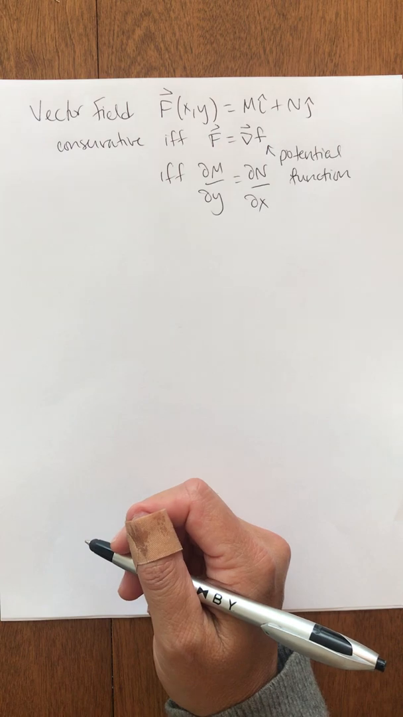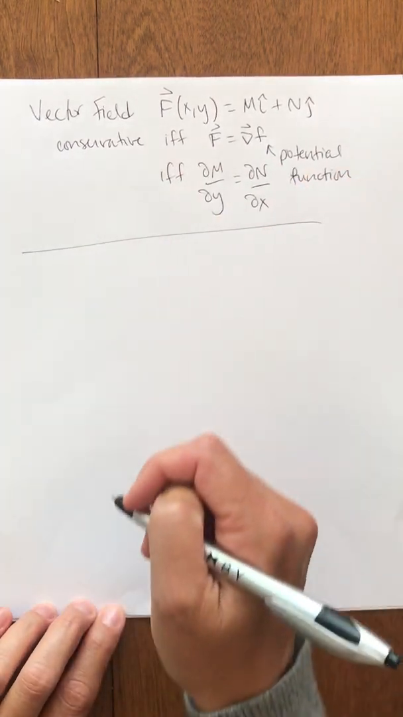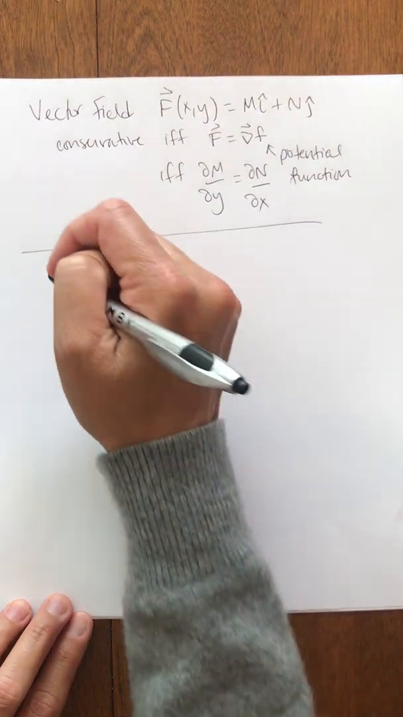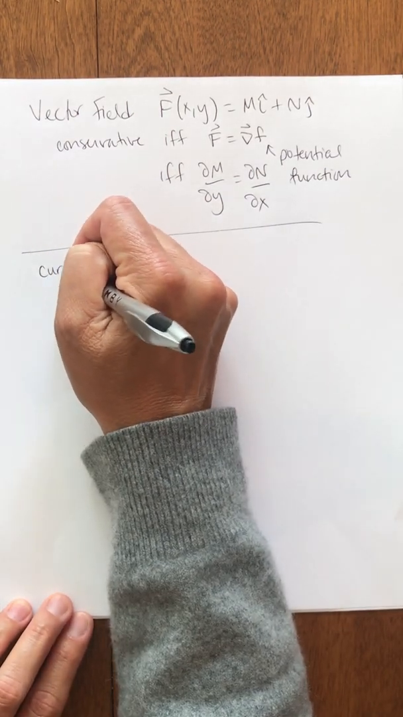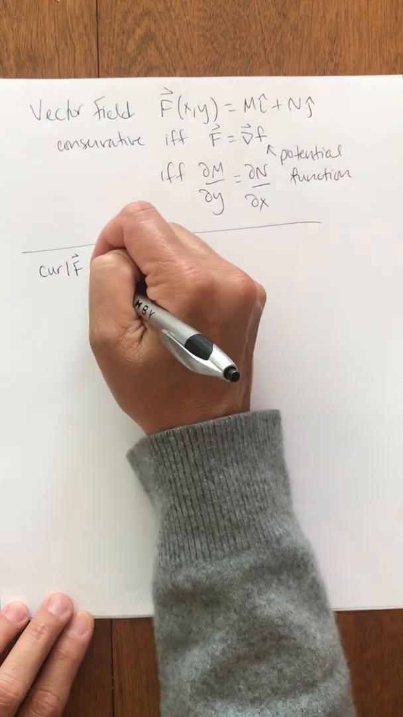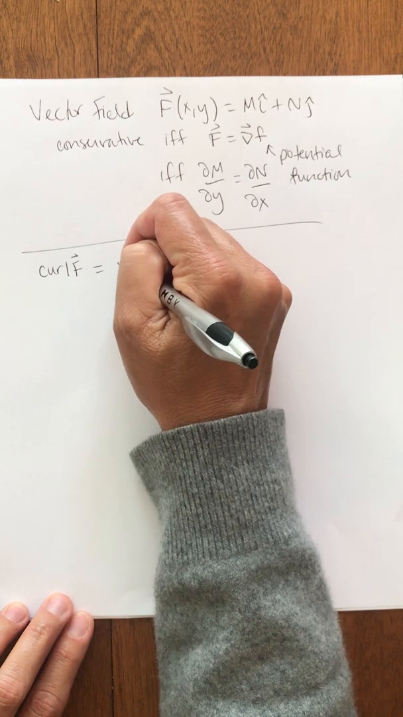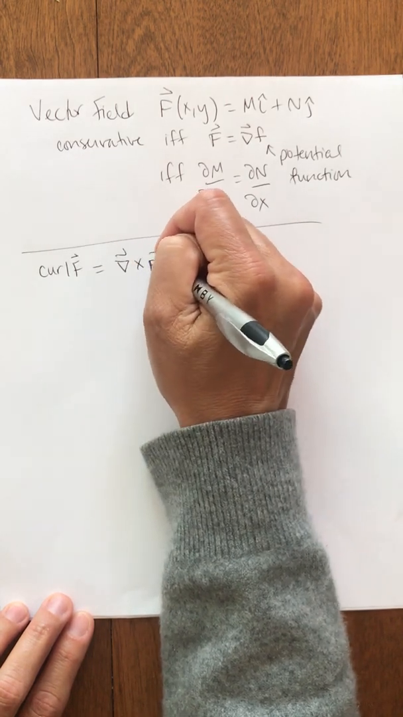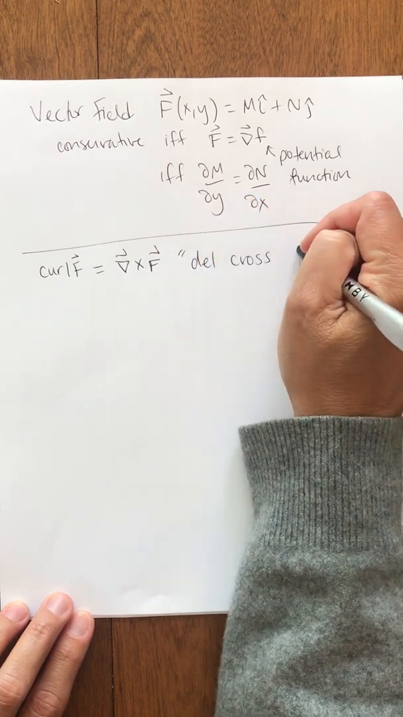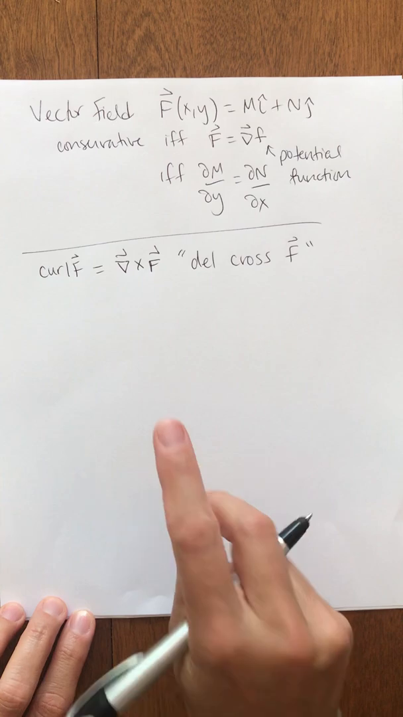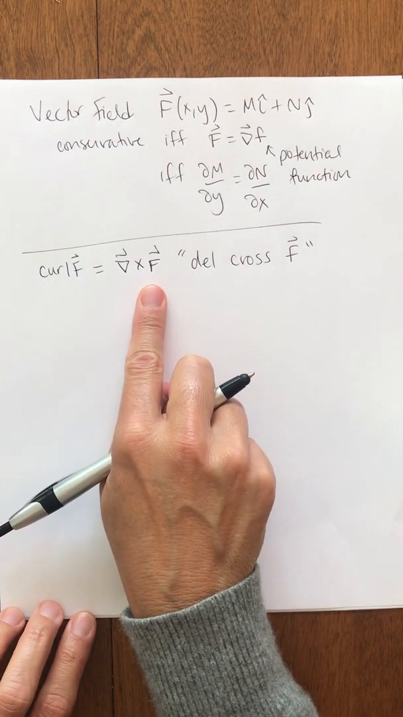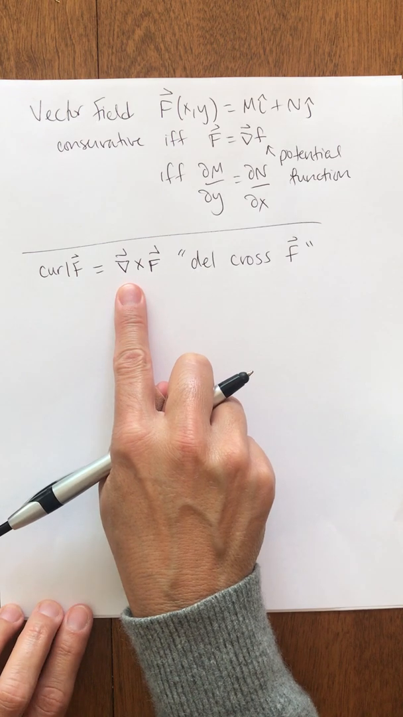So before we can come up with a plan for deciding if a vector field is conservative in 3-space, we need to define a new function. We're going to call that function curl f. So curl f is defined to be del cross f. We read this as del cross f. Obviously, if I have a cross product, we're working in space, so this is going to be for 3-dimensional functions, and we need to come up with what del is.